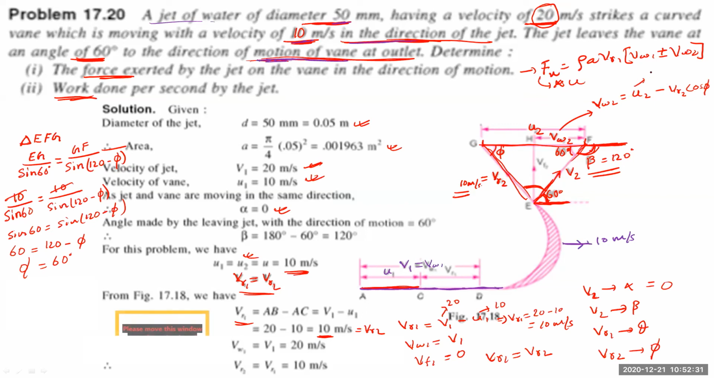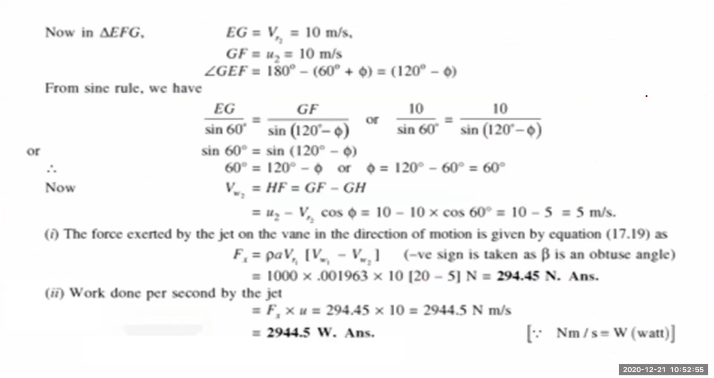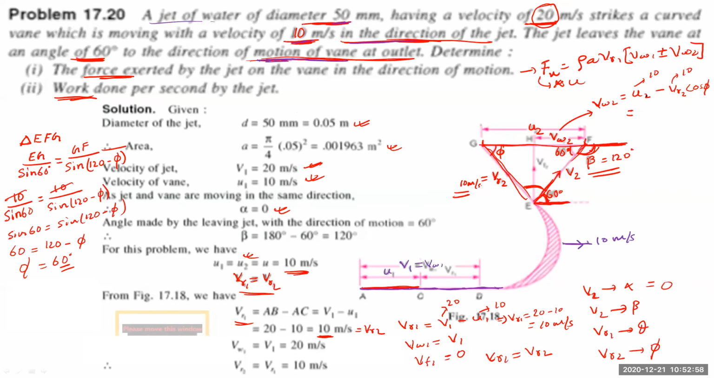You know the value of U2, that is 10. You know the value of VR2, 10 cos phi. Phi we have just now calculated as 60 degrees. So if you solve it, you will get the value of VW2. Please solve it and tell me the answer. If you solve it, you will get 5 meter per second.